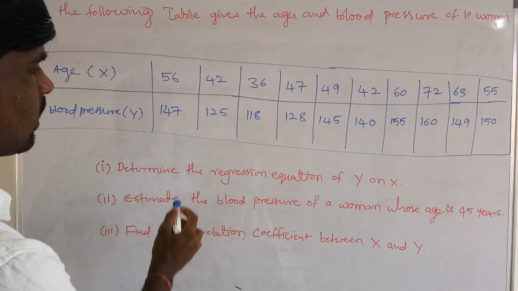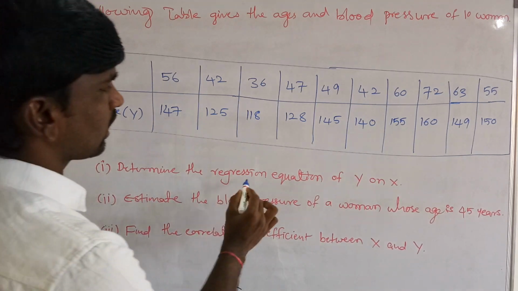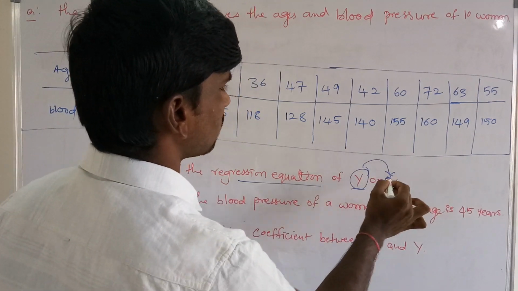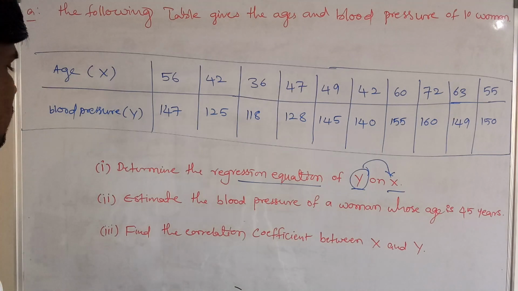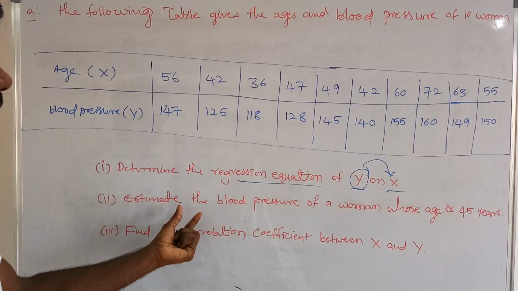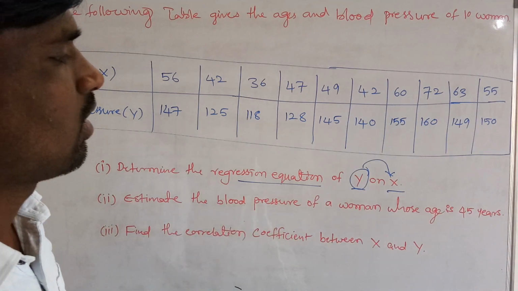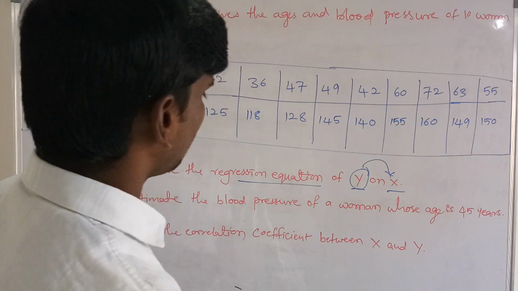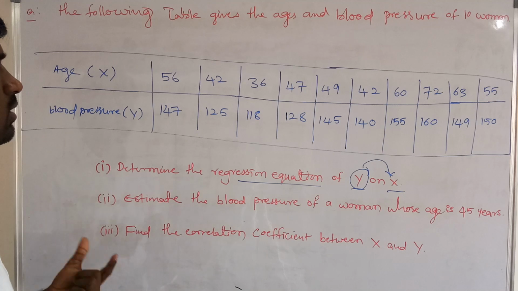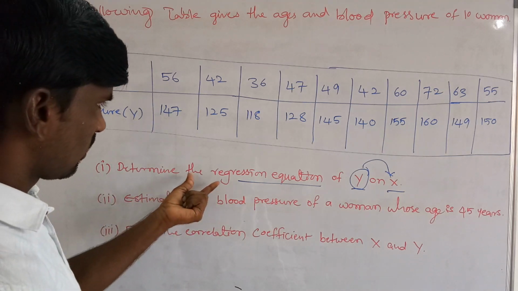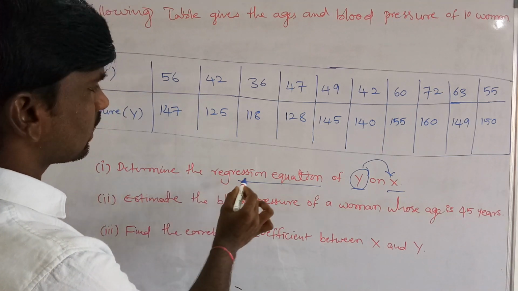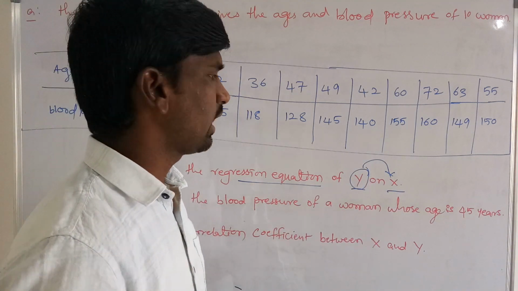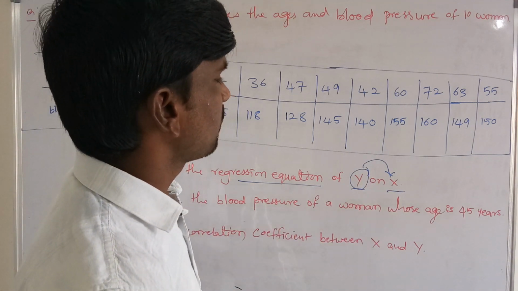One, determine the regression equation of Y on X. And the second condition is estimate the blood pressure of a woman whose age is 45 years. Now just look at the first condition: determine the regression equation of Y on X.